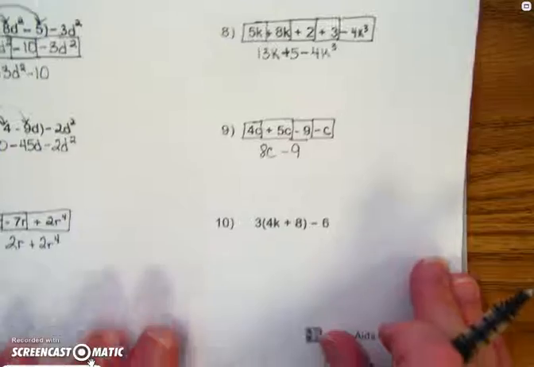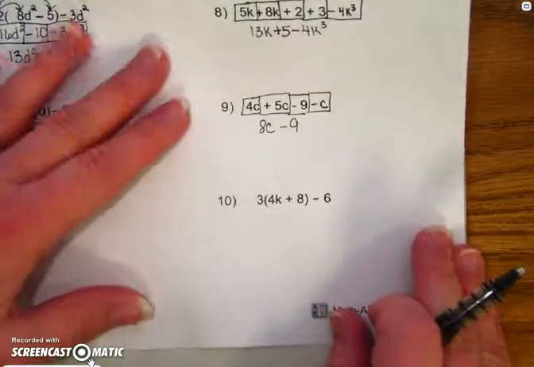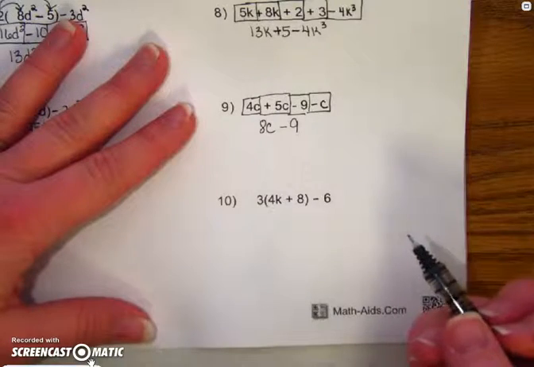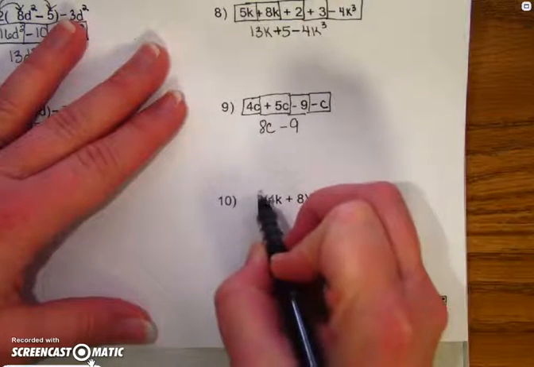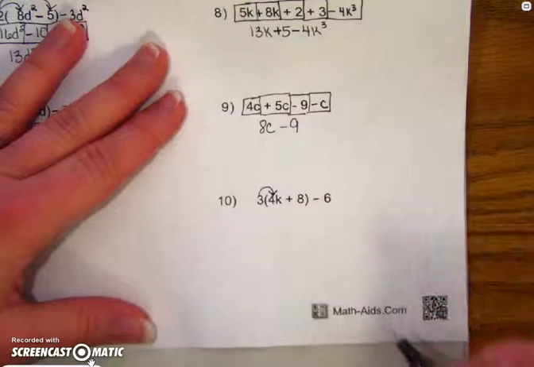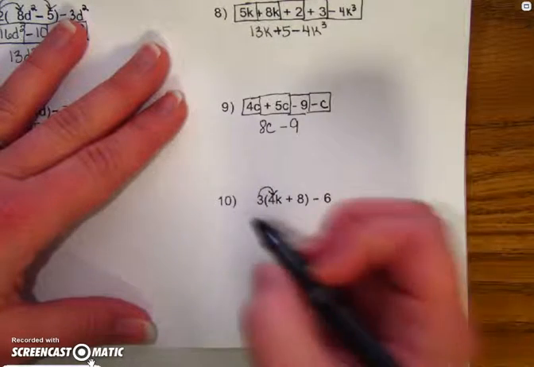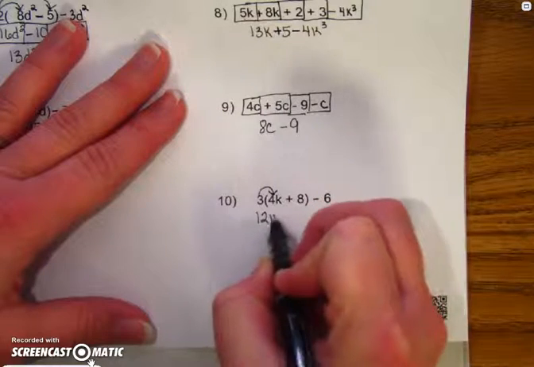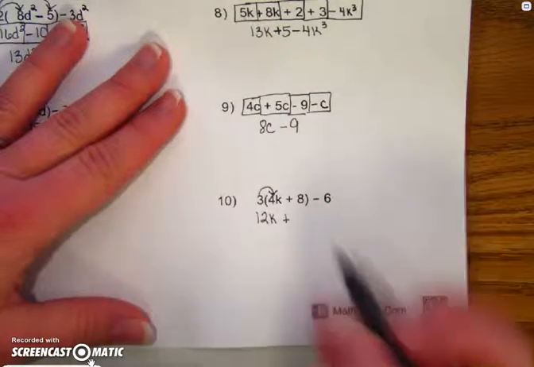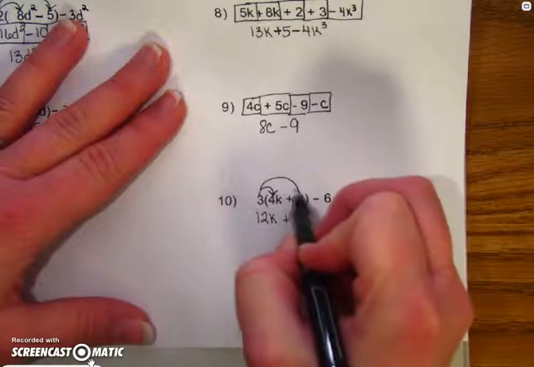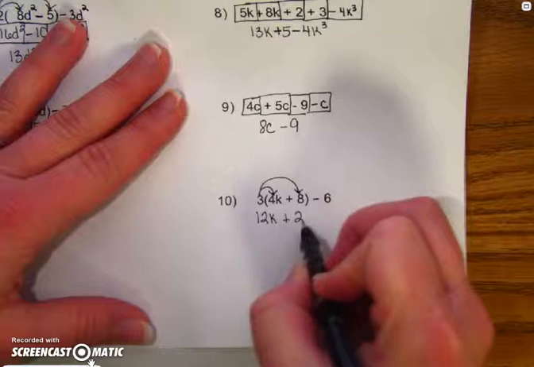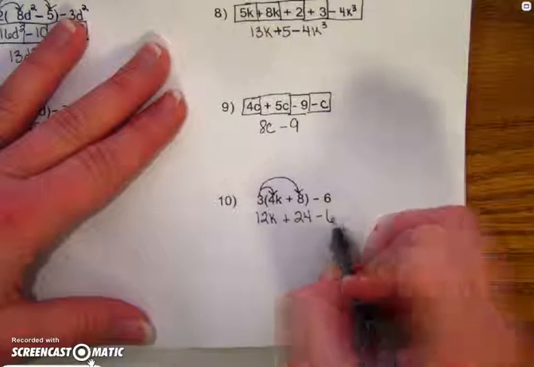And our last one, we have number 10. We have to use the distributive property. We're going to multiply 3 times 4k, and that gives us what, Ben? 12k. We're going to use our same sign, plus. And then we have 3 times 8, which gives us what, Yuri? 24. And we have our minus 6.